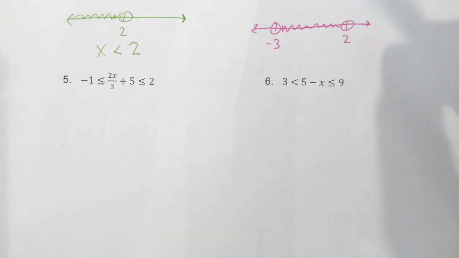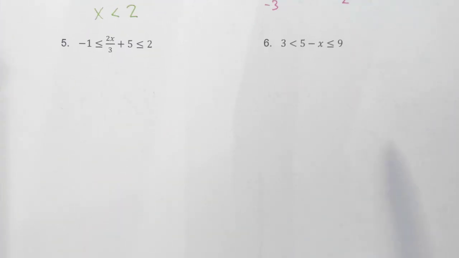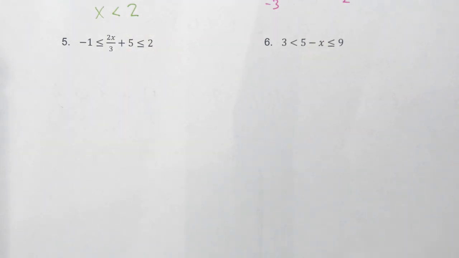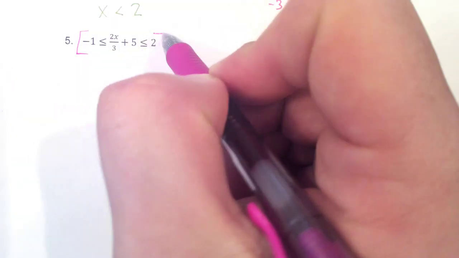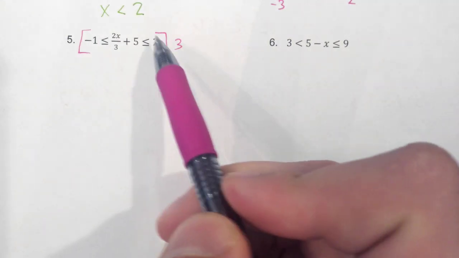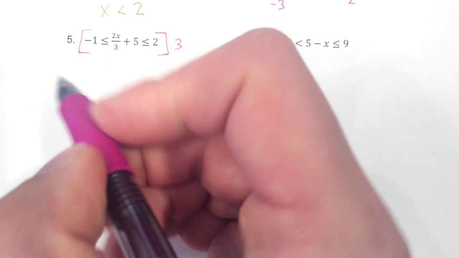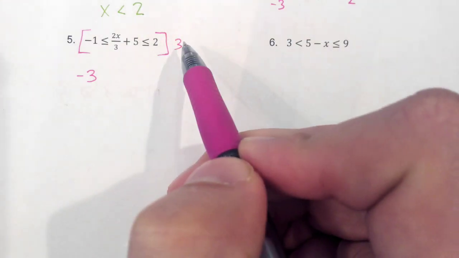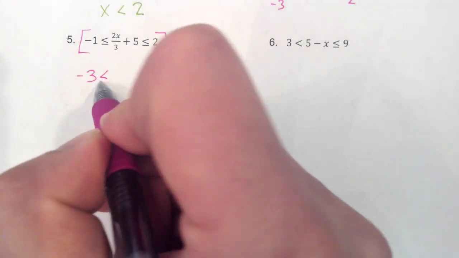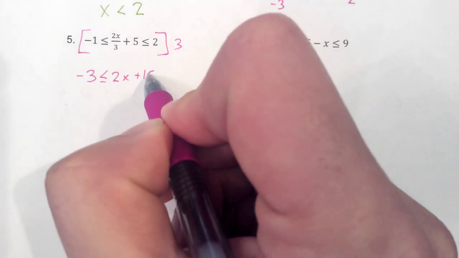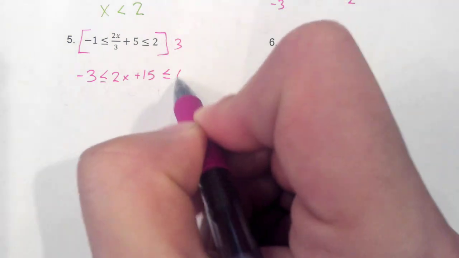Okay, let's move along to number 5 here. I see that we have a fraction, so we know what our first step is. Our first step is to get rid of that fraction by multiplying by that common denominator of 3. Now everything's got to be multiplied by 3, so negative 1 times 3 is negative 3. Those 3's would cancel each other out, leaving me with the 2x. 3 times 5 is 15. And then 3 times 2 is 6.